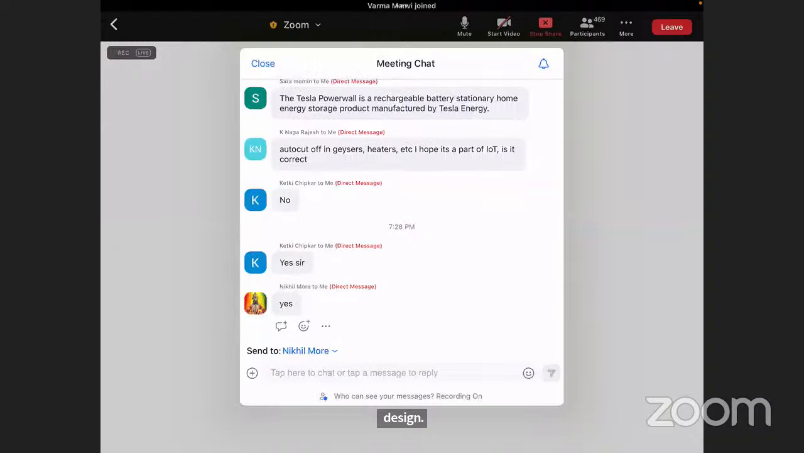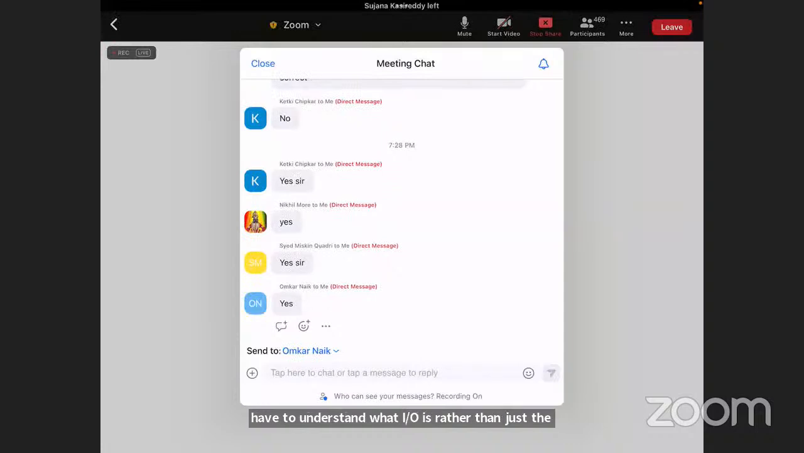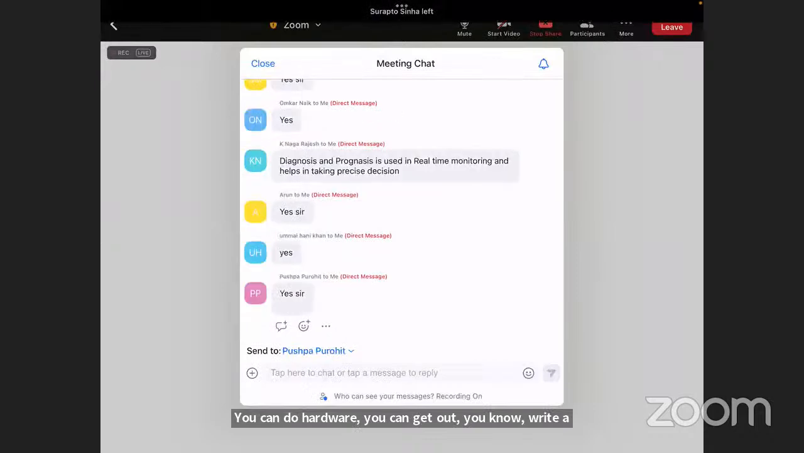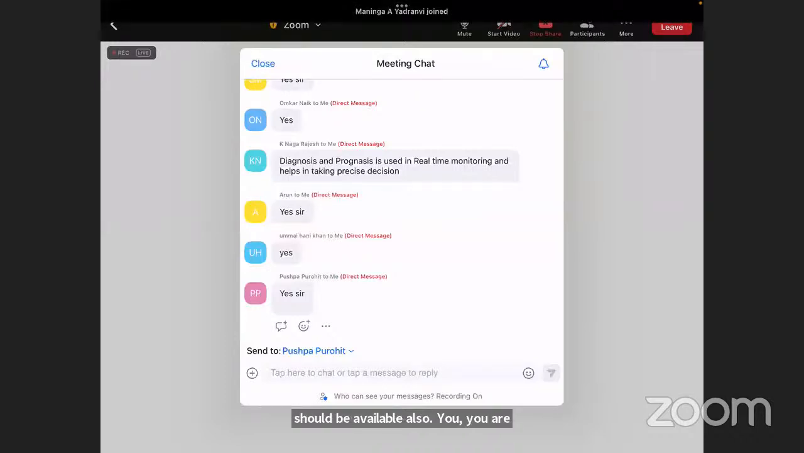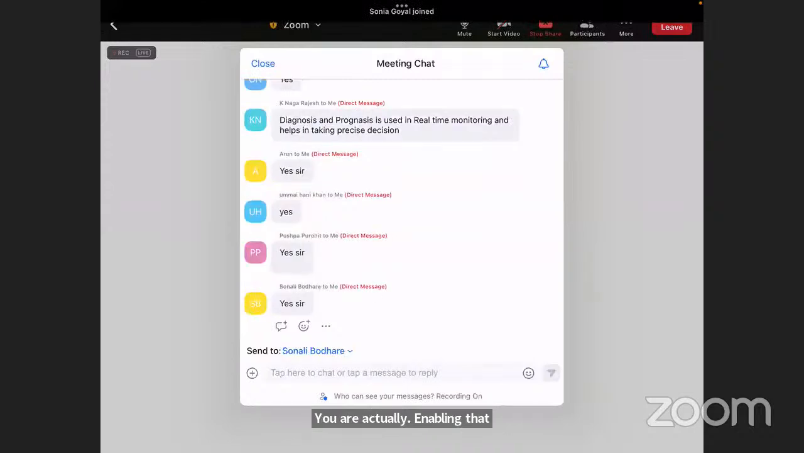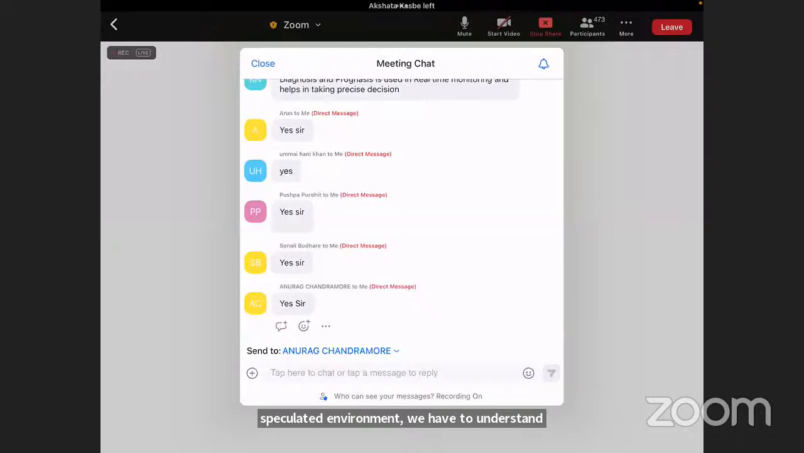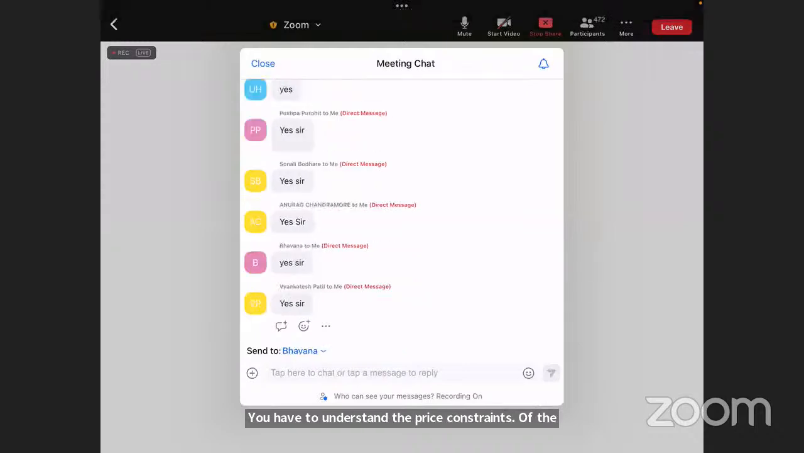Okay, so this is the reason why I'm insisting that you have to understand what IoT is rather than just the technologies. You can do hardware, you can get an Arduino, write C code, put some libraries, and it's done. Yeah, but that precision, that real-time monitoring should be available also. You are engineers. You are actually enabling that real-time monitoring. What will be happening after real-time monitoring, we know. But how to enable that in a speculated cost, in a speculated environment? We have to understand the environment in which the device is going. We have to understand the price constraints, the size constraints, the power constraints. Okay.